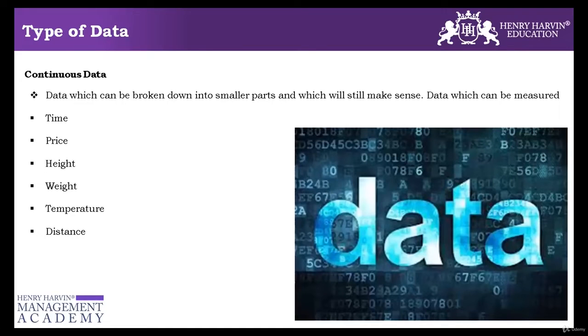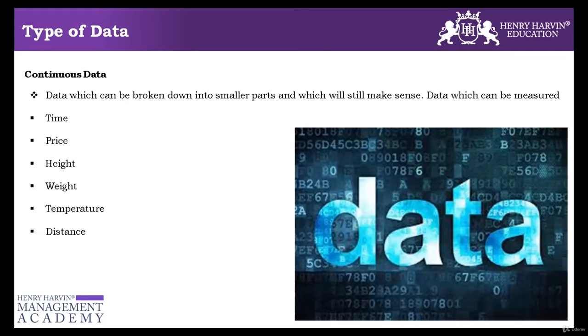What is continuous data? Continuous data is a sort of data which can be broken down into infinitely different smaller units, and it still makes sense. There are a few examples that we can see here. You can see we have time. If I say 5 hours, I can convert 5 hours into minutes, minutes into seconds, and seconds into milliseconds. So time I can further break.